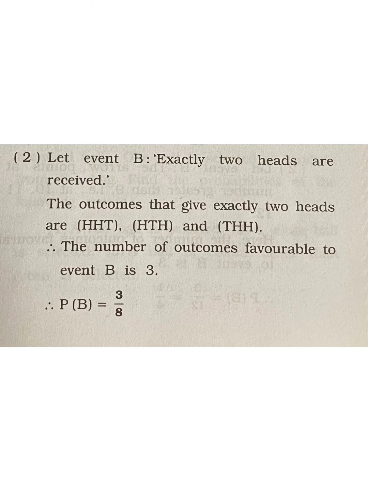Next is the probability of getting exactly two heads. Here you can see that there are three outcomes in which exactly two heads are there. So the probability is 3 by the total outcomes, that is 8. So the probability is 3 by 8.